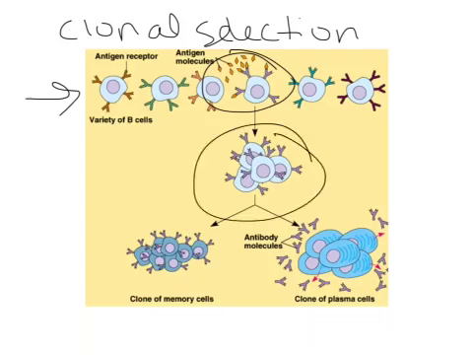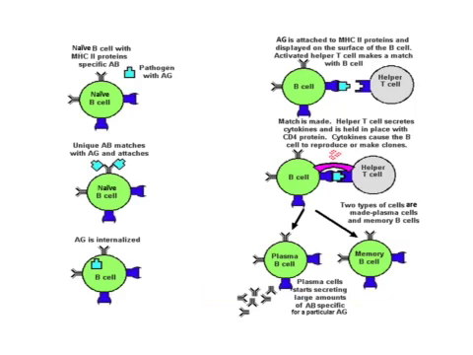So I've got a whole bunch of B cells, but it's a whole bunch of different kinds of B cells. Out of all those B cells, I need to find the right one and then start making bunches and bunches of that one. So let's go step by step.